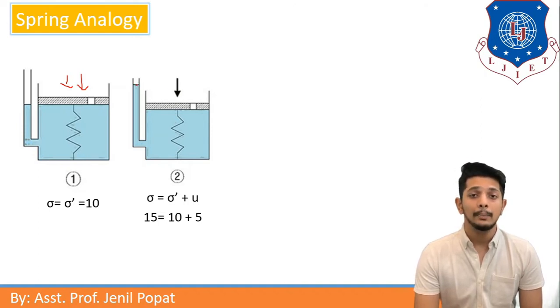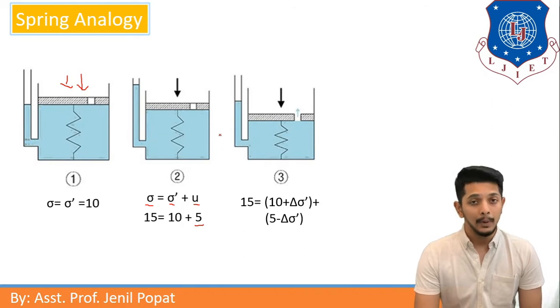We can see here pressure in water is increased as it is 5 units. We know this equation as total stress is equal to effective stress plus neutral stress. Now neutral stress or pore water pressure is increased due to closing of the valve. So there are 5 units borne by water and 10 units by spring. If we open the valve partially and then close it, some water will get out from here and some pressure will be released from water.